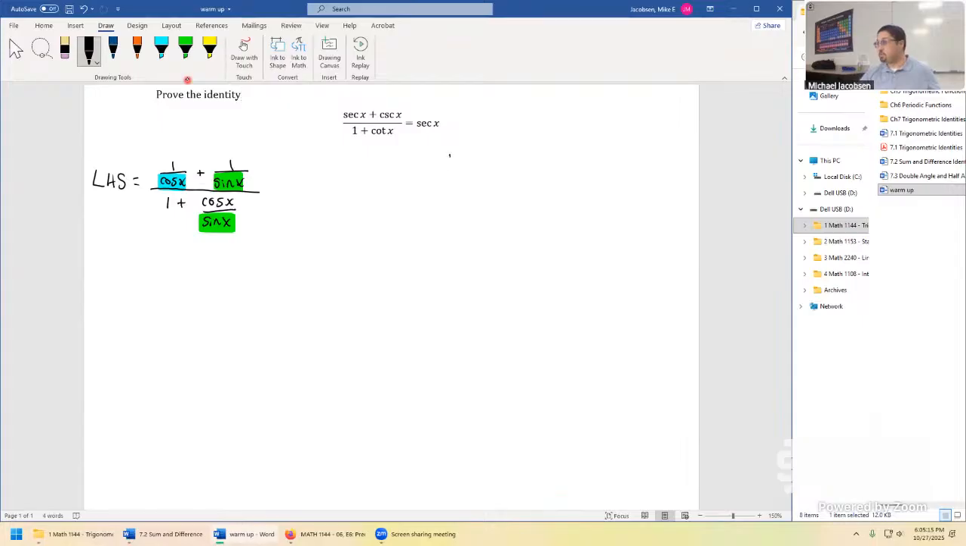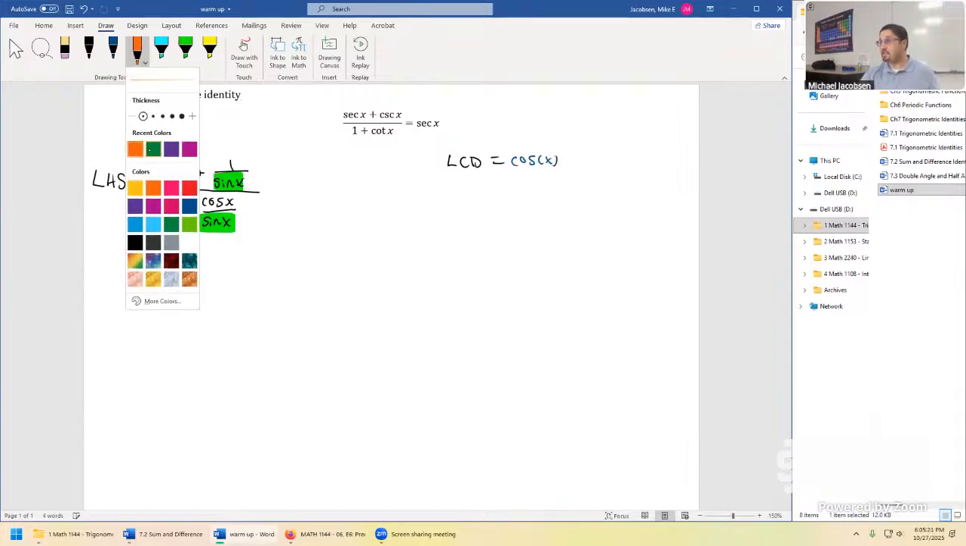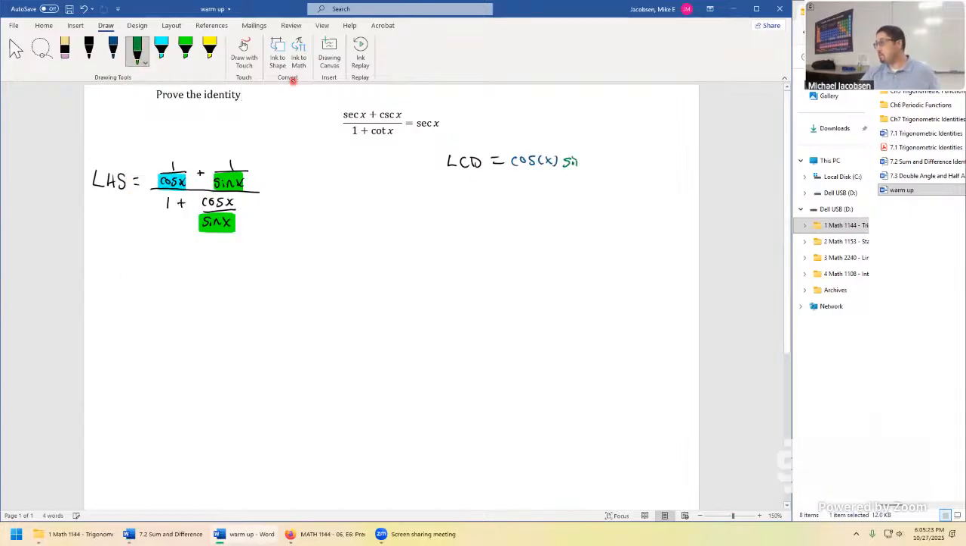The least common denominator in this problem is going to be cosine x times sine x. So if we multiply like this, it's going to get even worse, but things simplify. Multiply by cosine x over cosine x, then sine x over sine x. Then we can distribute into the numerator, distribute into the denominator, and overall it has this effect.